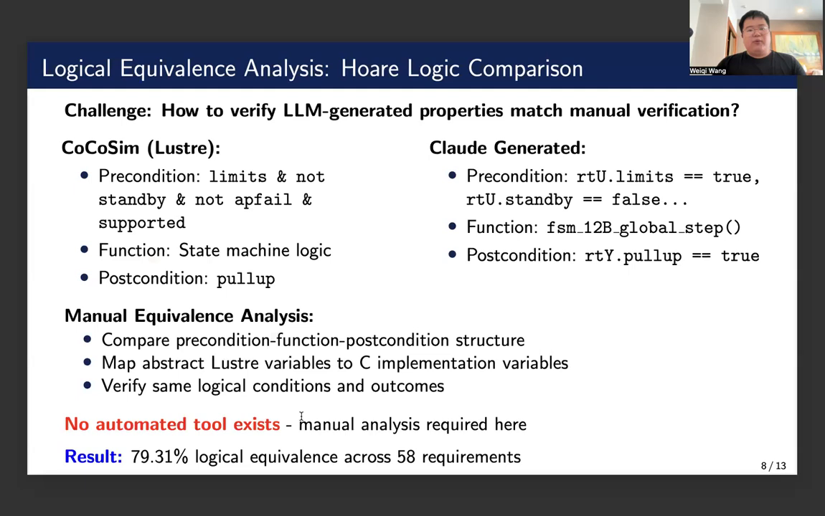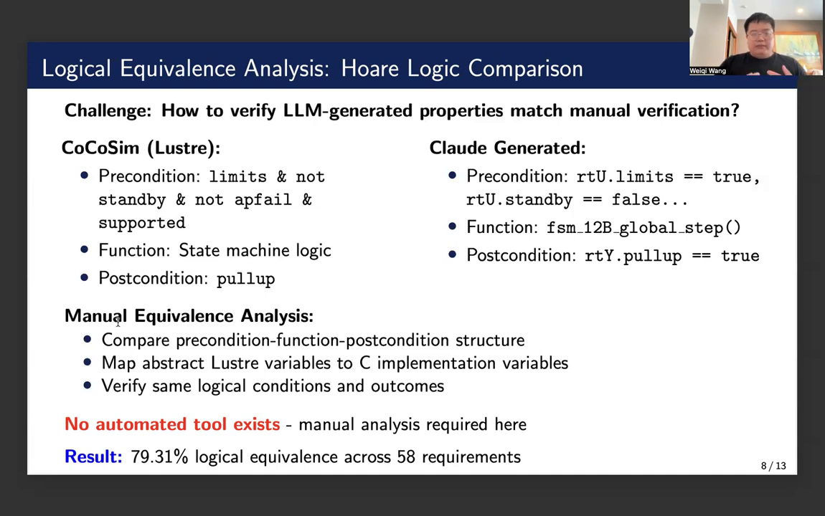And here I want to show how we check that we are verifying the same property as the human expert. We compare with the CoCoSim team, and we use Hoare logic. Hoare logic is defined as: we have some precondition, we have some process to do, and after that we have some result, like a postcondition. Here is an example. We localize that. It's in Lustre, so it's an abstract description of the system. And ours is the same, but already mapped to the C code.